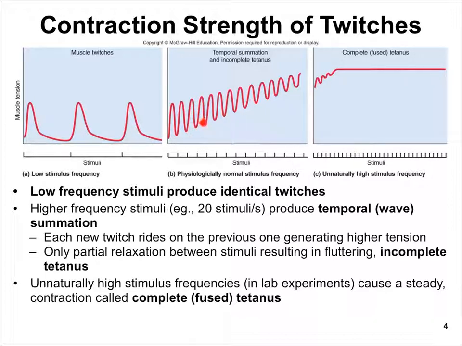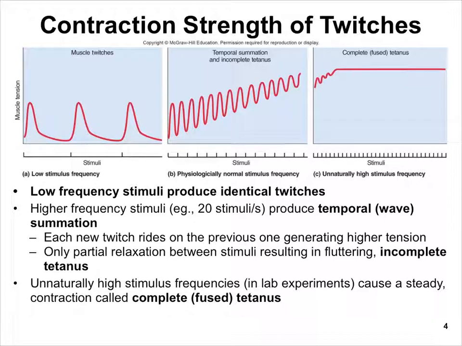And so over time, the average muscle contraction force keeps moving up. This is called a tetanus. In this case, this is an incomplete tetanus. That means that you haven't reached maximal contraction strength all the time.